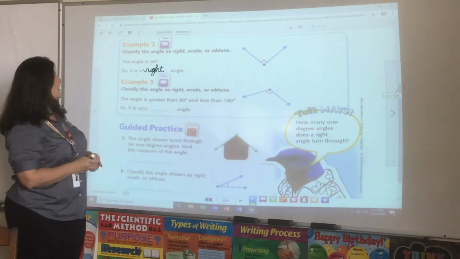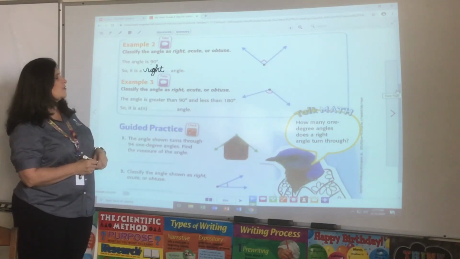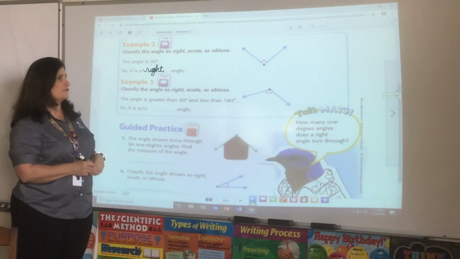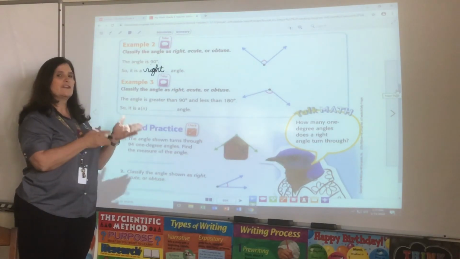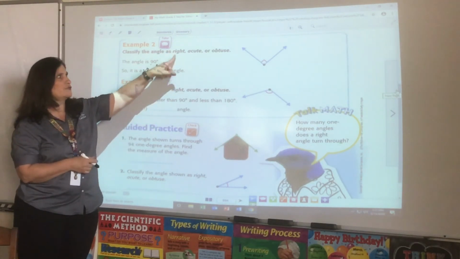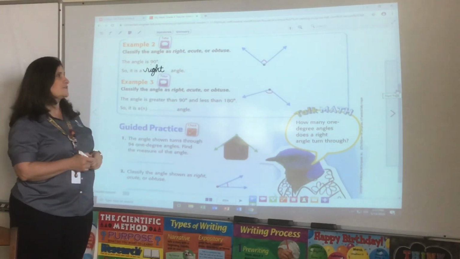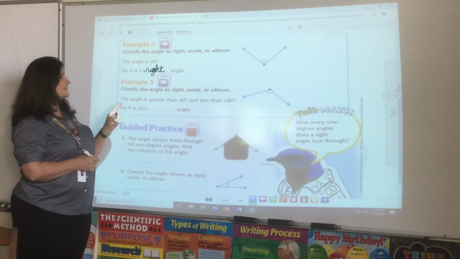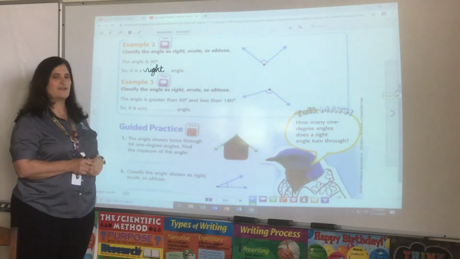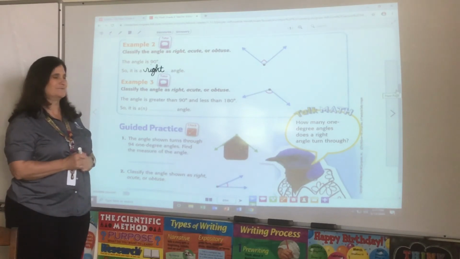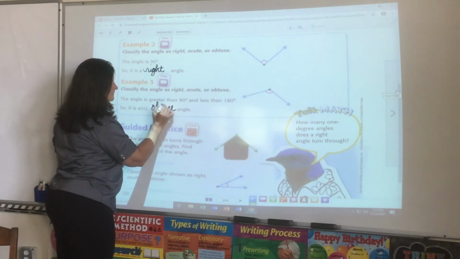Example 3. Classify the angle as right, acute, or obtuse. The angle is greater than 90 degrees and less than 180. So that goes back to the definitions for the types of angles. You have to know the definitions, what defines a right, acute, and obtuse angle for you to be able to answer that. So which one is defined as greater than 90 degrees but less than 180? Yes, that's an obtuse angle.